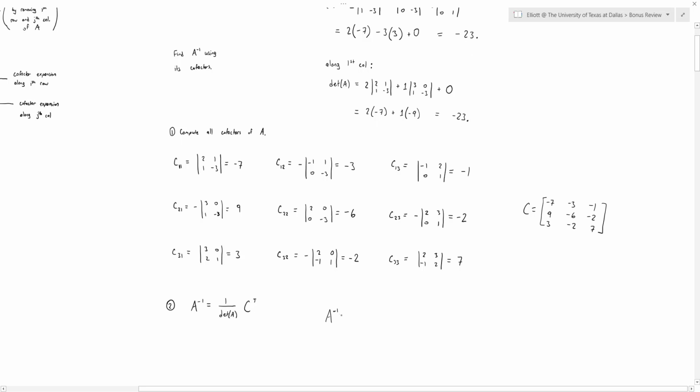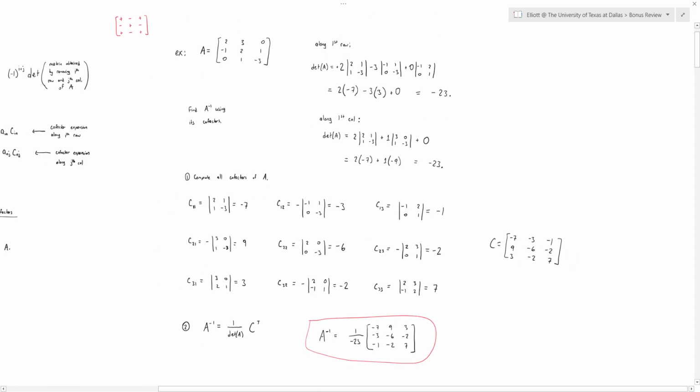So A inverse should be 1 over -23 times, and now we have C transpose. So I'm going to take the matrix C over here, the matrix of cofactors, and I'm just going to transpose it. So first row of C will become the first column here. Second row of C is now the second column in the transpose. And the third row of C is now the third column in the transpose. Okay. So then this gives us the inverse of the original matrix A.